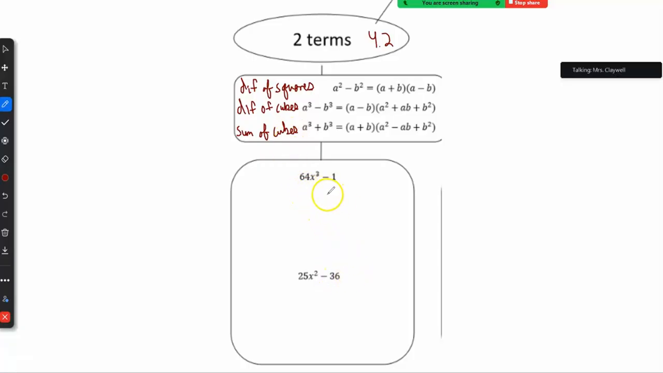So when I look at this first example here, to me this looks like something cubed minus something cubed, because I have an x to the third. 64 is a perfect cube. If I take the cube root of 64, I get 4. The cube root of 1 is 1. So this is my a and b, and I'm going to use my difference of cubes. This looks like the equation number 2 in the list above. So I'm going to do a minus b, a squared plus a times b plus b squared. When I rewrite that, this is what it will look like.